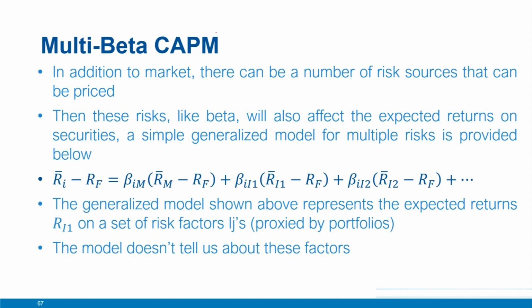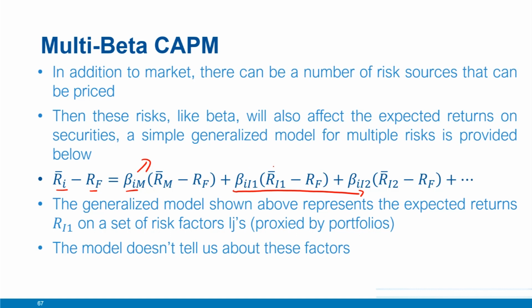So in addition to market, we said there are a number of other risk sources that can be priced such as inflation, default, and so on. And these risks, like beta, will also affect the expected returns on securities. So incorporating these risks, a more generalized model for multiple risks is obtained, which appears as follows. You can see it's very similar to CAPM: R_i bar, the expected return on security i, minus R_f equals beta_M, which is the sensitivity of the security to the market, times (R_M bar minus R_f). But then there are some other terms introduced, and the interpretation is fairly simple and aligned to the standard CAPM.